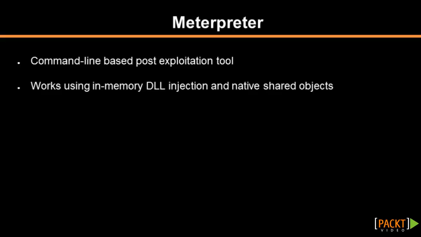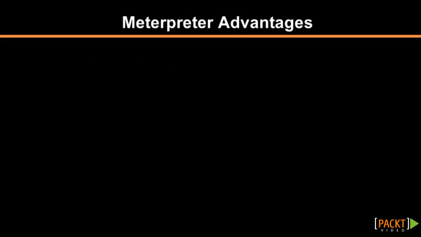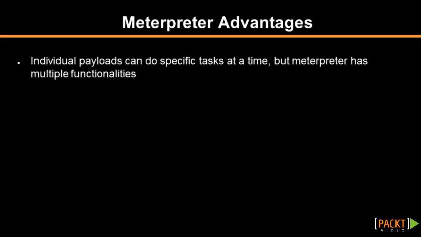So, what advantages does Meterpreter have over normal or traditional payloads? Individual payloads can do specific tasks. For example, they bind the TCP payload. These payloads can only do a specific task at a time, whereas Meterpreter can handle multiple tasks and can perform a variety of activities in order to help us have a deeper understanding of our target machine.